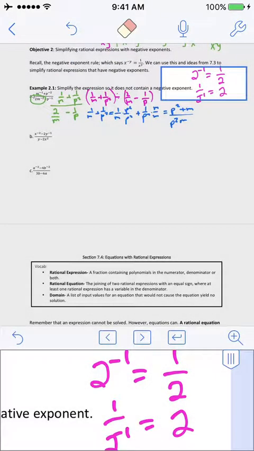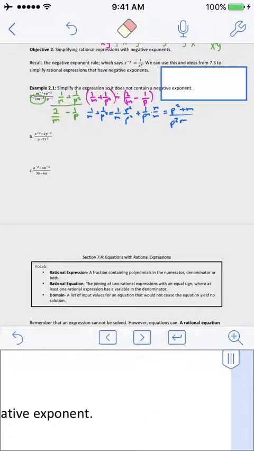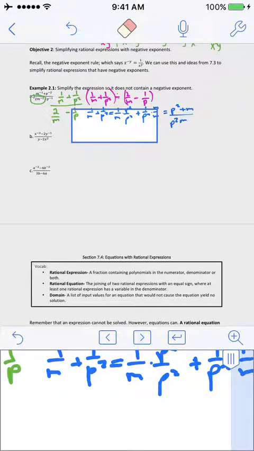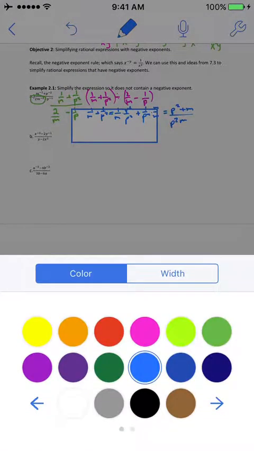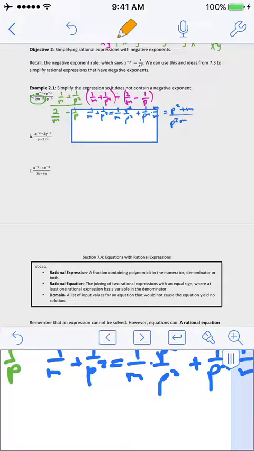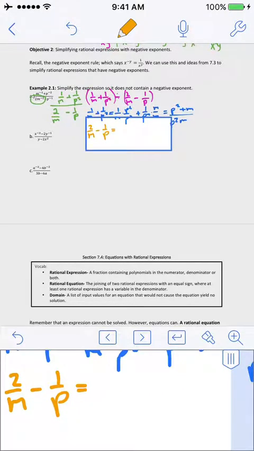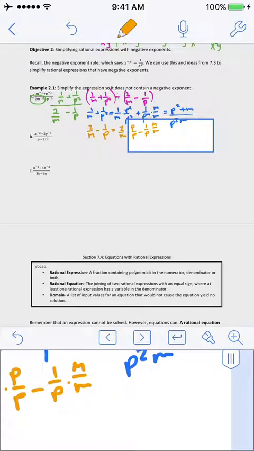I'm going to go ahead and erase this. Need lots more room in these notes. The second part, I have 2 over m minus 1 over p. So my LCM is just going to be an m and a p, not a p squared. So I have 2 over m. What's missing is a p, right? Minus 1 over p. What's missing is an m, so m over m. I end up getting 2p minus m over pm.